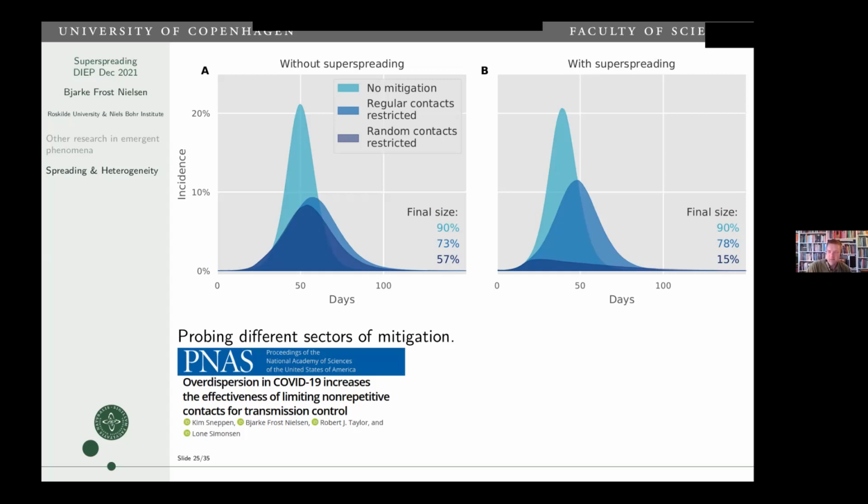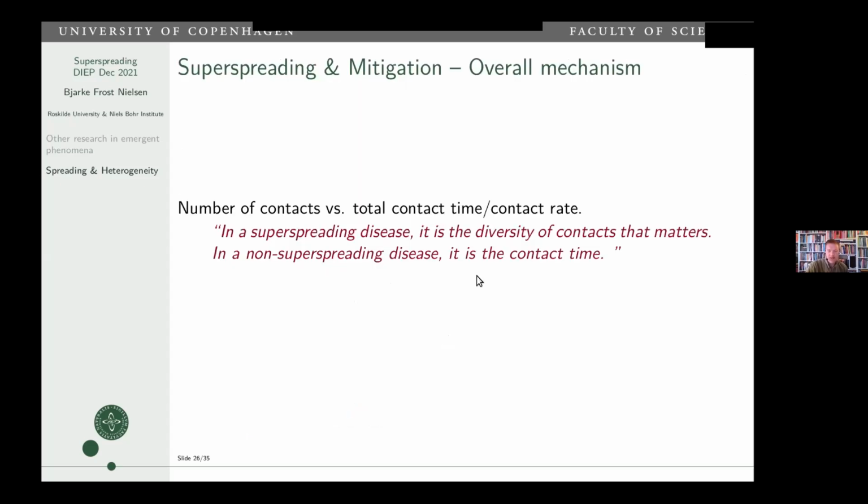Anyway, that's what you see here, and it makes sense, right? I think Kim Sneppen tried putting it succinctly in a sentence, which is that it's all about the number of contacts versus how much contact time you have. That's two different things. In a super spreading disease, it's the diversity of contacts, the number of different people that you meet, that matters. And in a non-super spreading disease, it's the contact time.